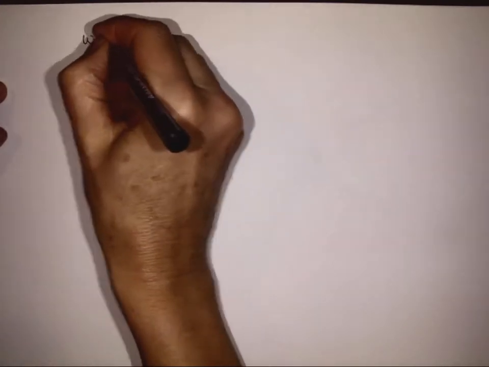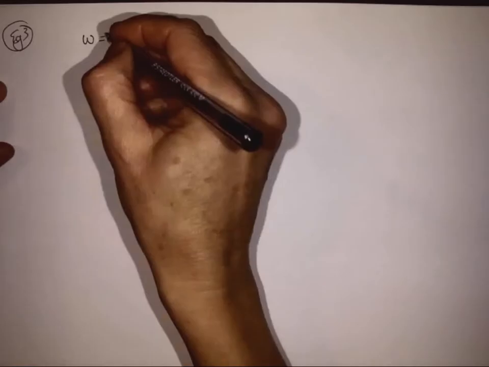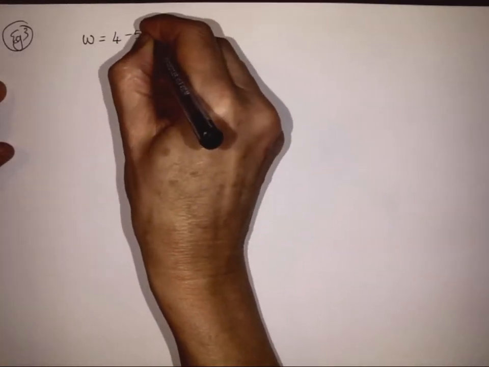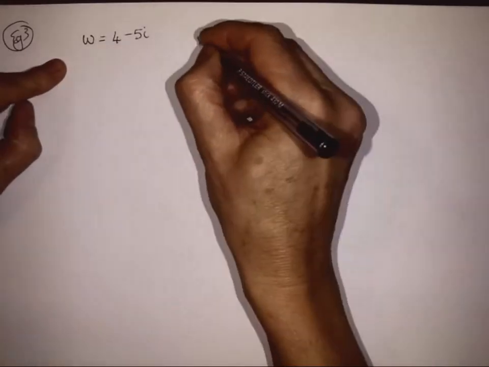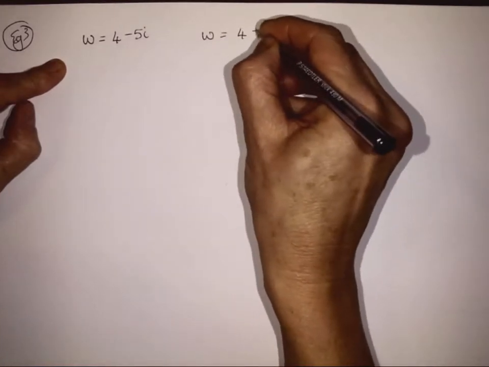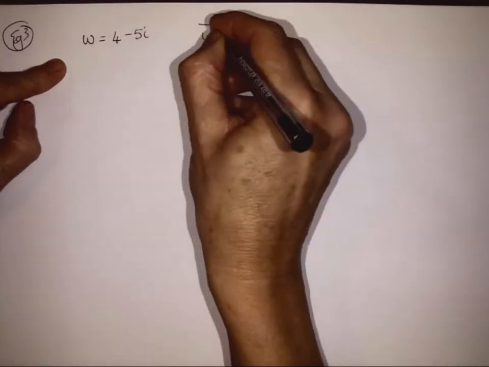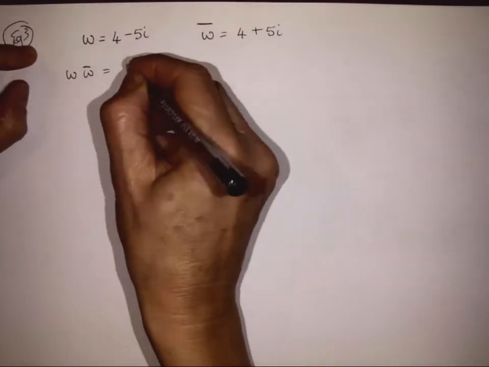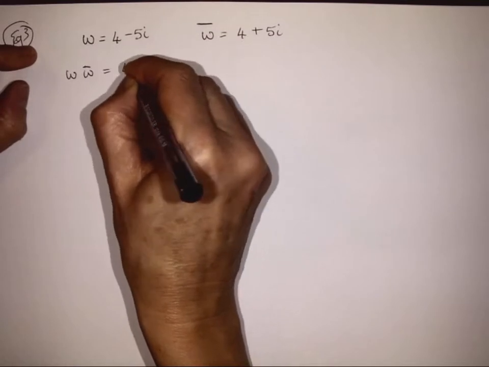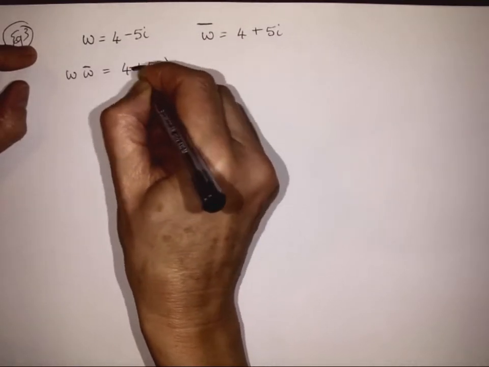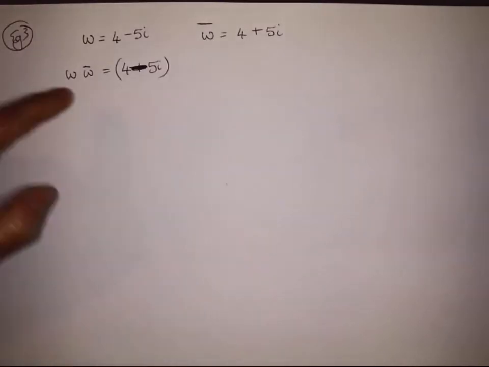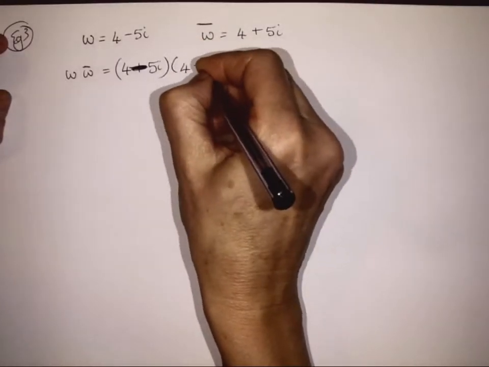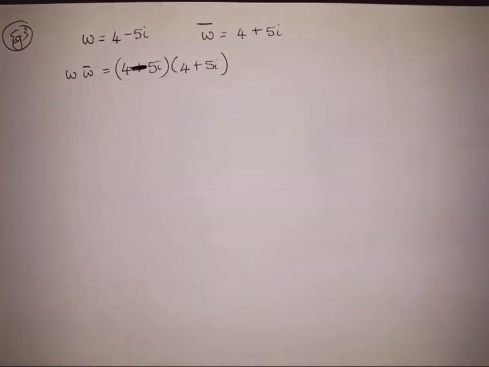Right, we had W, so call this example 3. W, which was 4 minus 5i, and therefore its complex conjugate is going to be 4 plus 5i. And I will multiply them by each other. W times W bar. 4 minus 5i, times 4 plus 5i. It doesn't really matter, once one is minus and one is plus.